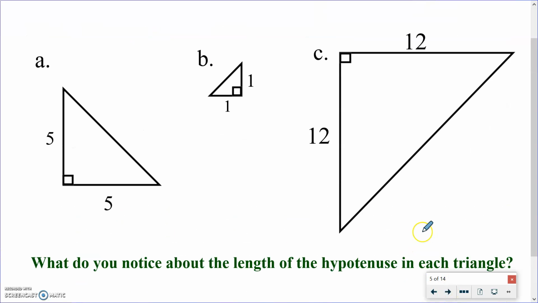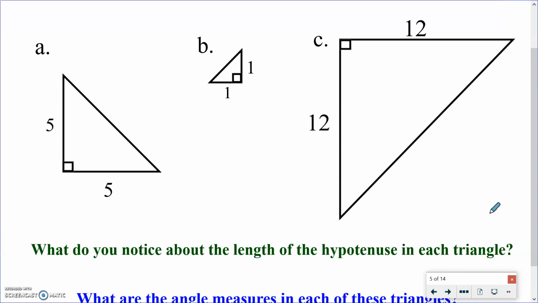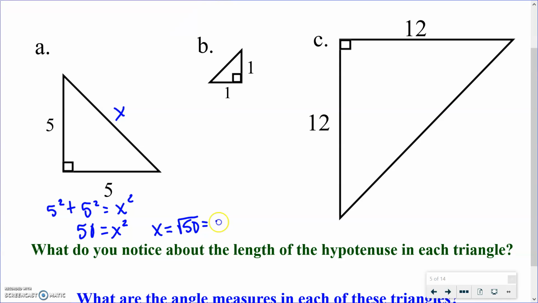Now we're going to look at some special right triangles. If we try to figure out the length of each of these sides in simplest radical form, using the Pythagorean theorem, we get 5 squared plus 5 squared equals x squared, and we'll call this side x. So that's 25 plus 25, which is 50. If we take the square root of both sides and put it into simplest radical form, the square root of 50 simplifies to 5 square root 2. So this one is equal to 5 square root 2.